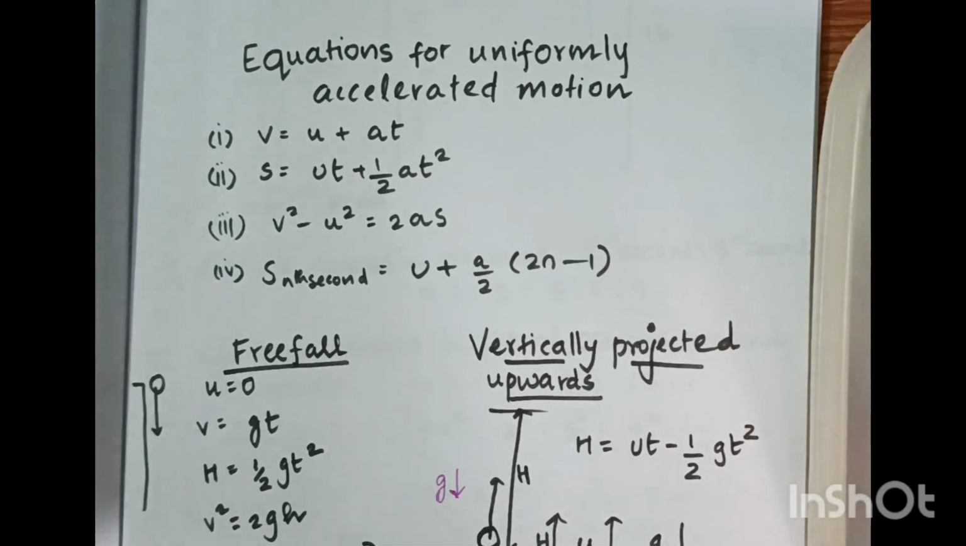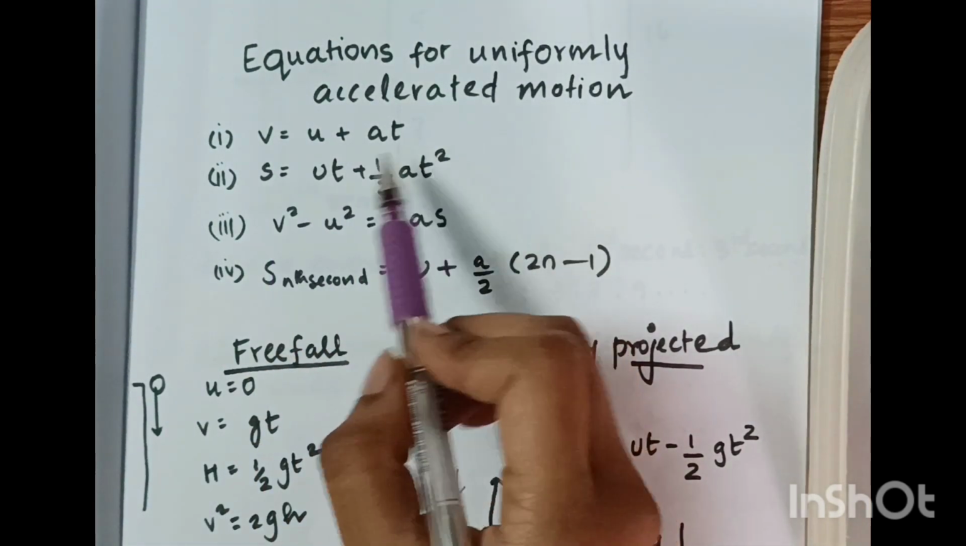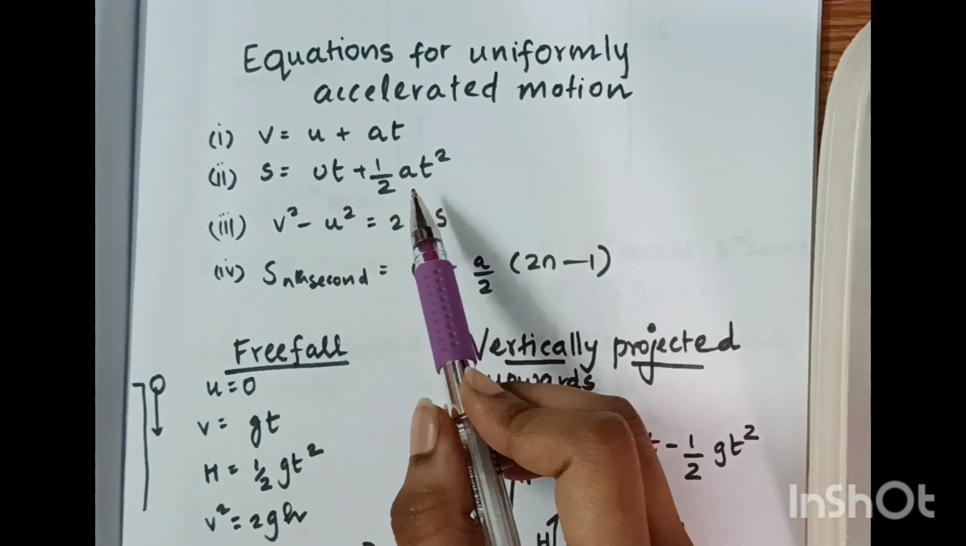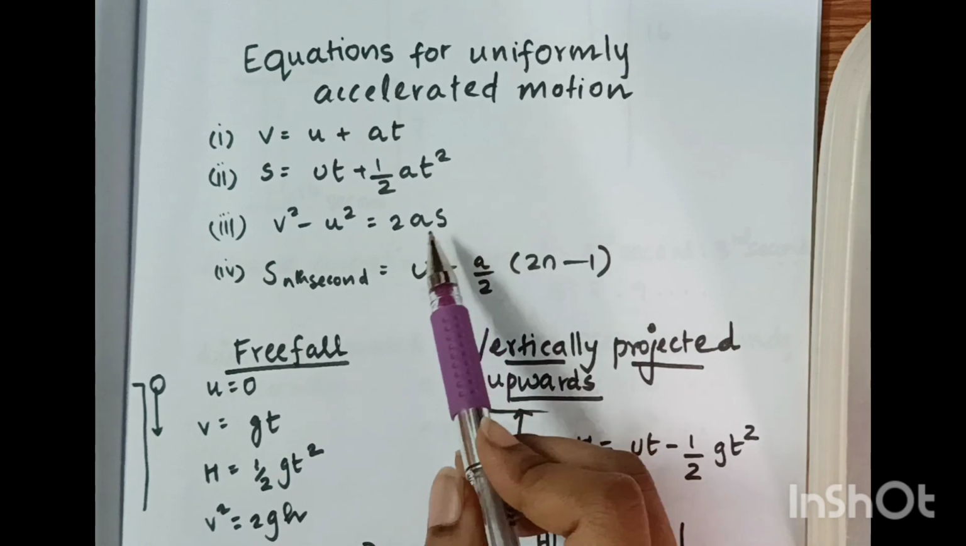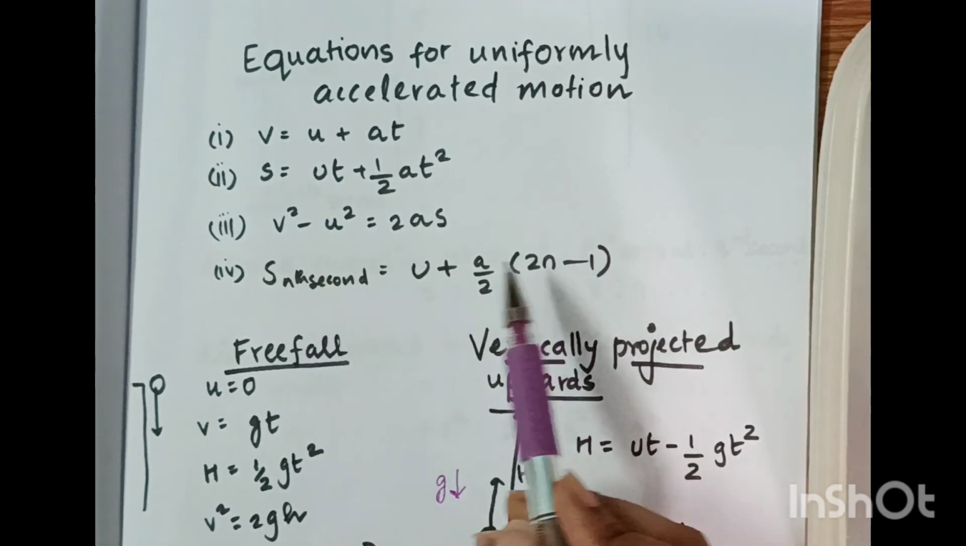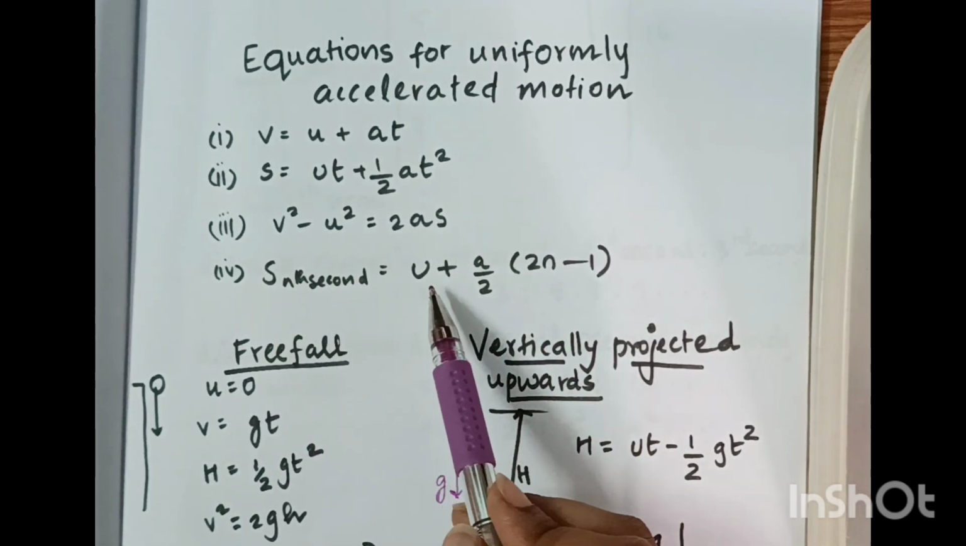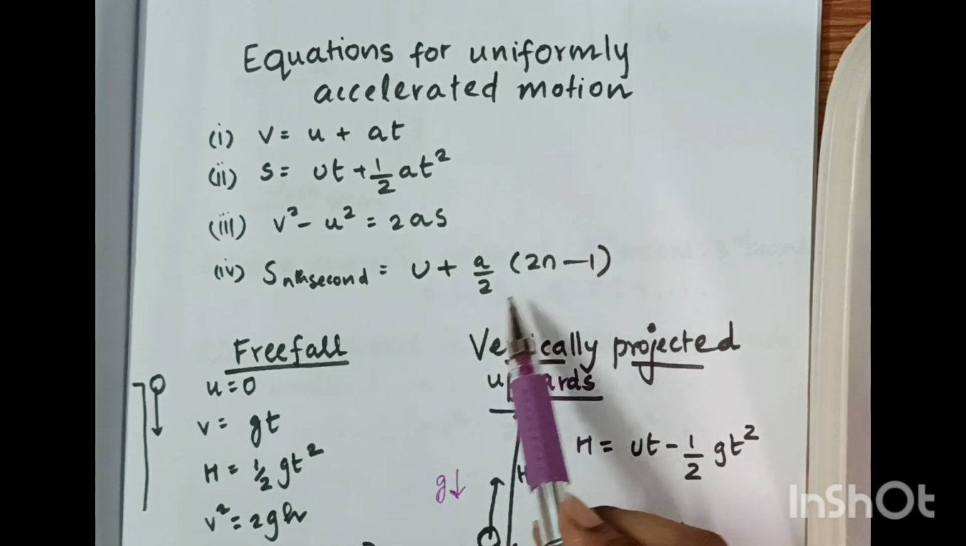Let us see about the equations of uniformly accelerated motion. There are three basic equations: v equals u plus at, s equals ut plus half at square, v square minus u square equals 2as. This is a special equation: Sn equals u plus a by 2 into 2n minus 1.